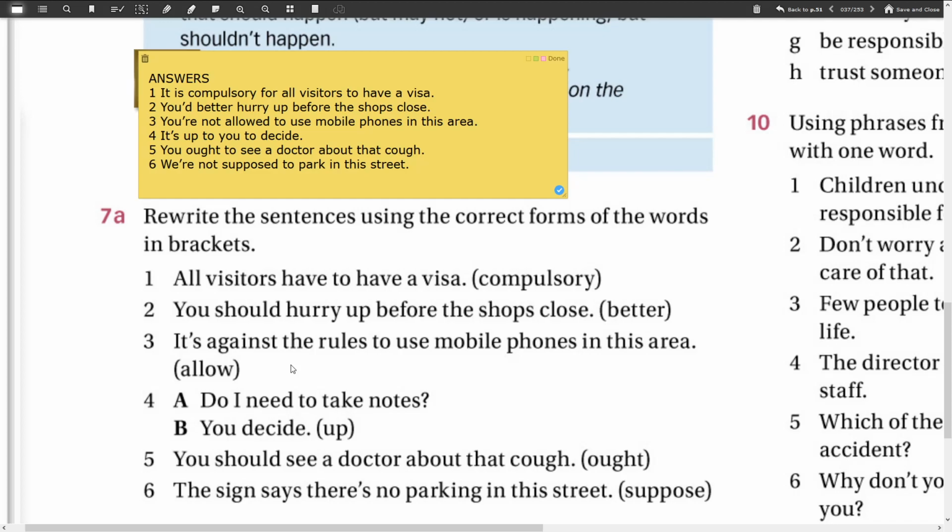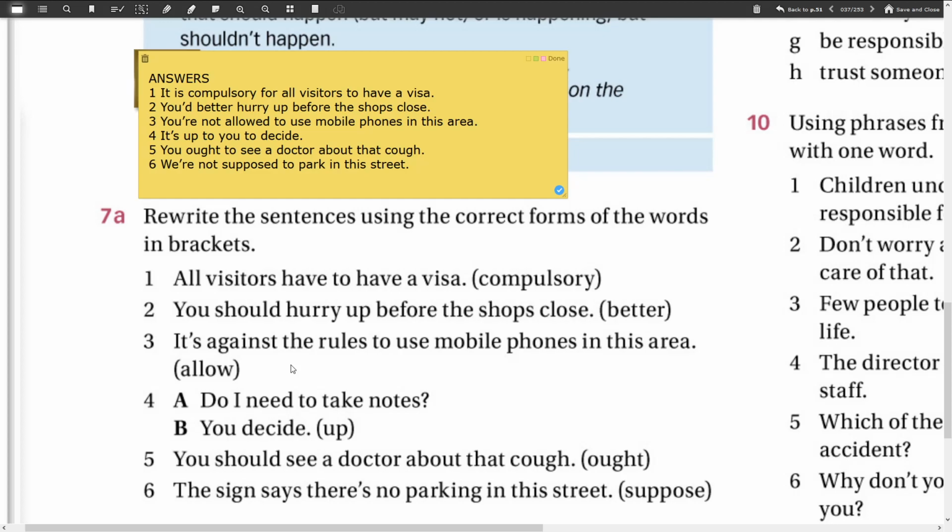Number 5, you should see a doctor about that cough. You ought to see a doctor about that cough. Ought to and should are very similar in meaning. If we had said you had better see a doctor about that cough, the implication is that the cough is much more serious. Perhaps you've had it for a long time, or it's taking all your energy away.